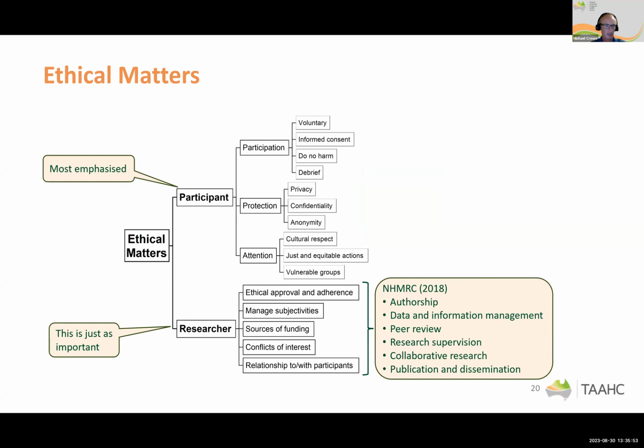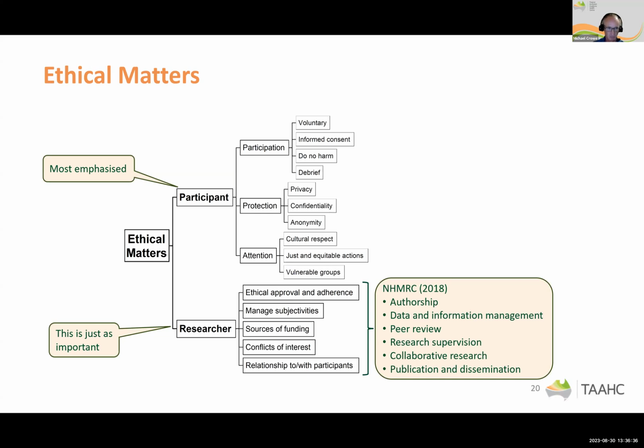Within ethical matters then, moving swiftly along, the most emphasized is participant ethics, and there's very good reasons for that, obviously, but you have to look at things like that participation is voluntary. Again, this is why you can't randomly select people in health research, because participation is generally voluntary. So how can you randomly assign or randomly choose people if they can say no?